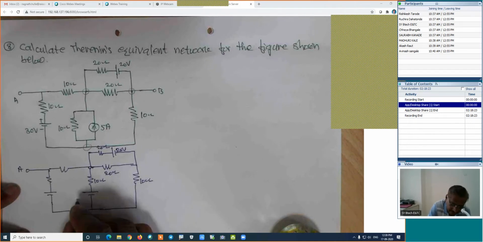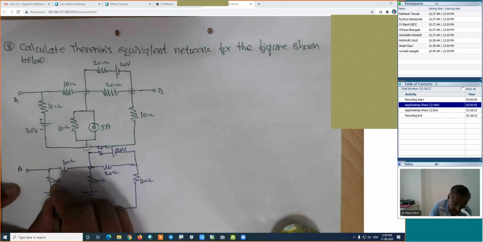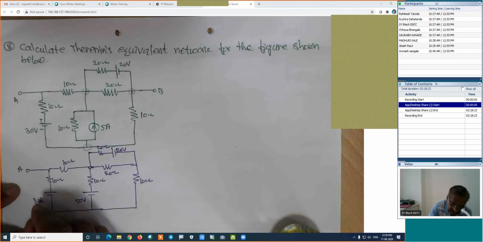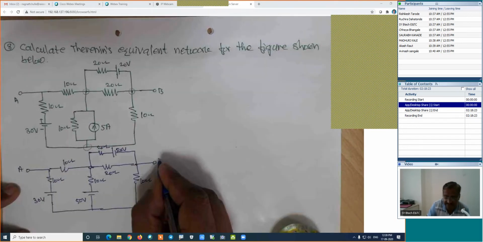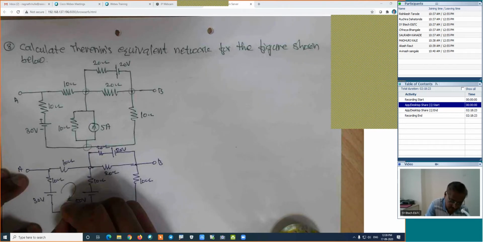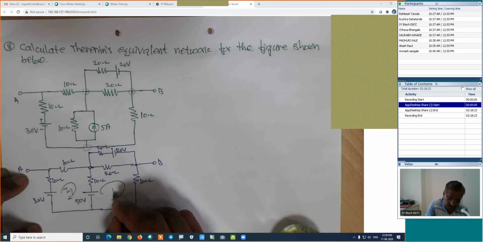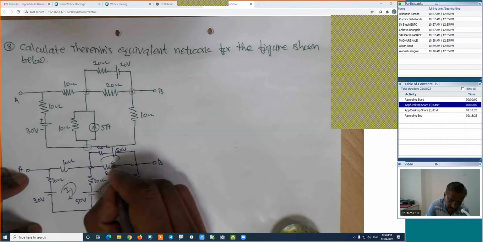50. This is 10 ohm. This is 10 ohm. It will be 30 volt. This point is the B point. Is it right? This will be the B point. Now we have the three loops. This is loop 1, whose current is I1. This is loop 2, whose current is I2. And this is loop 3, whose current will be I3.